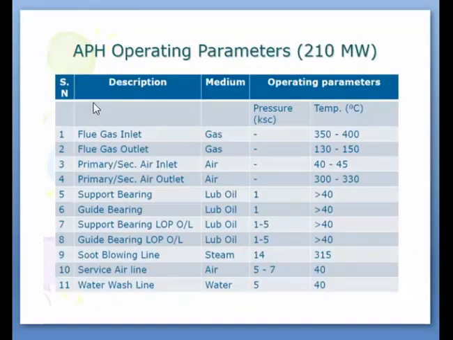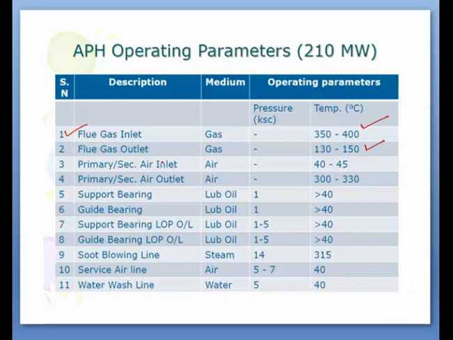Here we will see the operating parameters of the air preheater for a 210 megawatt power plant. First is flue gas inlet, the medium is gas, and operating pressure is not that significant here. Mainly the temperature we have to see. It will be in a range of 350 to 400 degrees centigrade. Then the flue gas outlet temperature range will be 130 to 150, meaning after transferring heat to the cold secondary air or primary air, its temperature will get reduced.